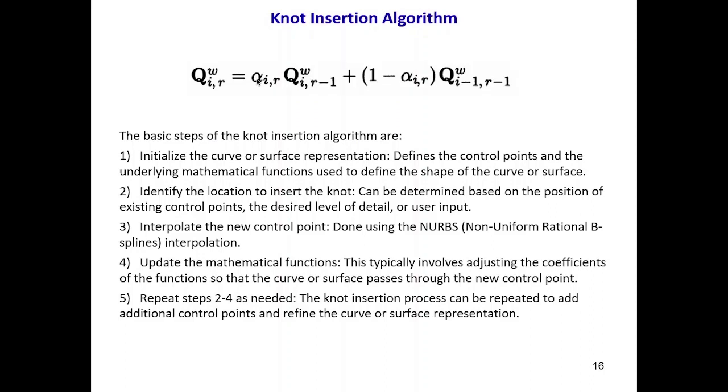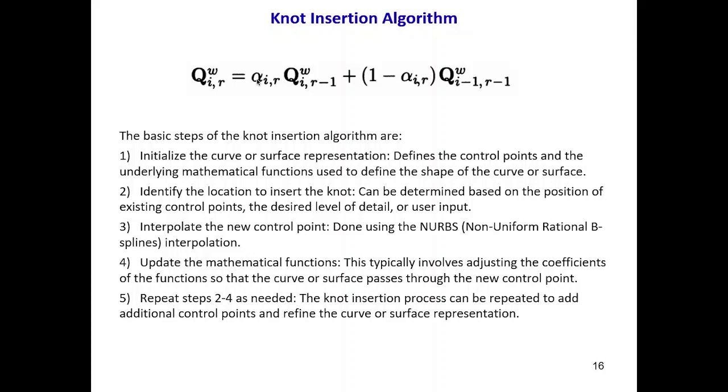It's really simple. These are the basic steps that we'll use for the knot insertion algorithm. First we initialize the curve or the surface representation. Our surface is determined by the control points and underlying mathematical functions. Then we identify the location to insert the knot. This can be determined based on the position of existing control points and the desired level of detail, or we can just take user input. Then we interpolate the new control point. This is done using NURBS interpolation.